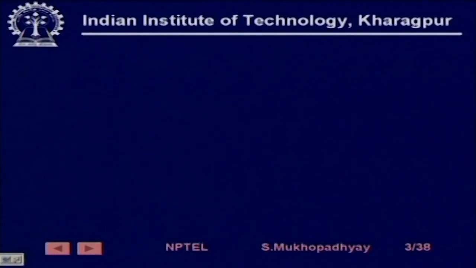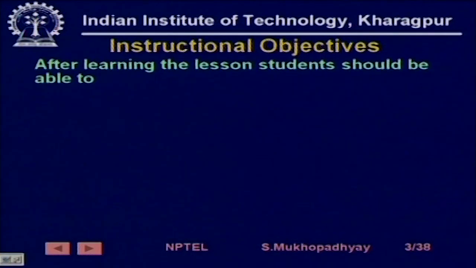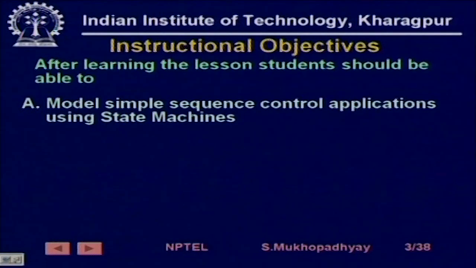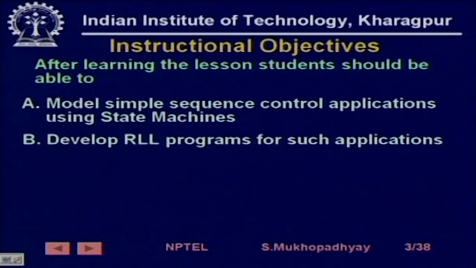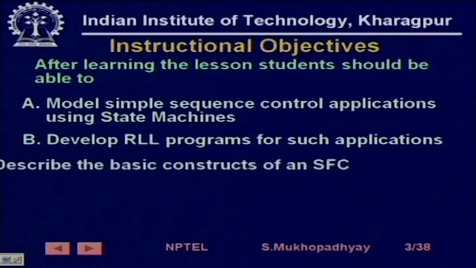So, we will look at the instructional objectives. The objectives of this lesson are, firstly, to be able to model simple sequence control applications using state machines. State machine is a formal method, and we advocate the use of formal methods because English can be very ambiguous, sometimes contradictory also. So, we have to model it using methods which are unambiguous, consistent, do not contain contradictions and are also easy to understand and develop. Then from these formal models, we have to develop RLL programs for such applications.